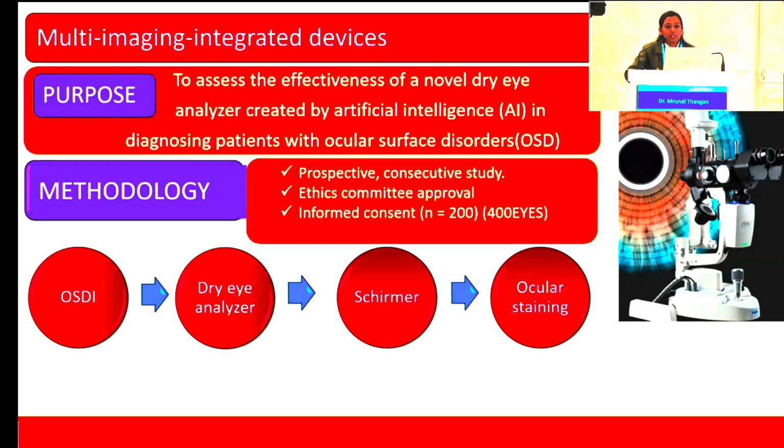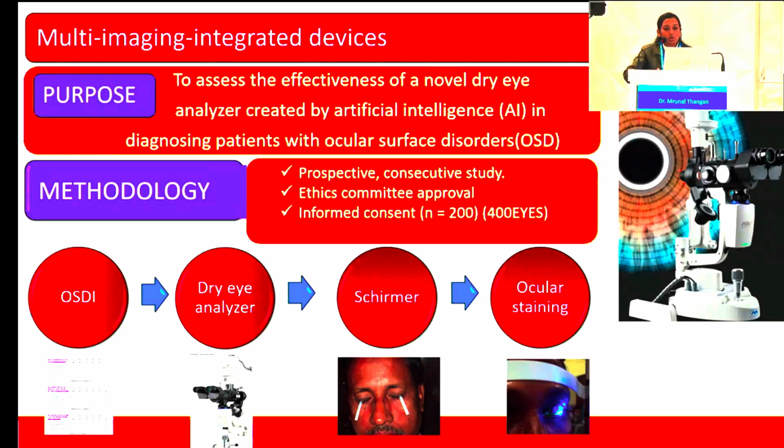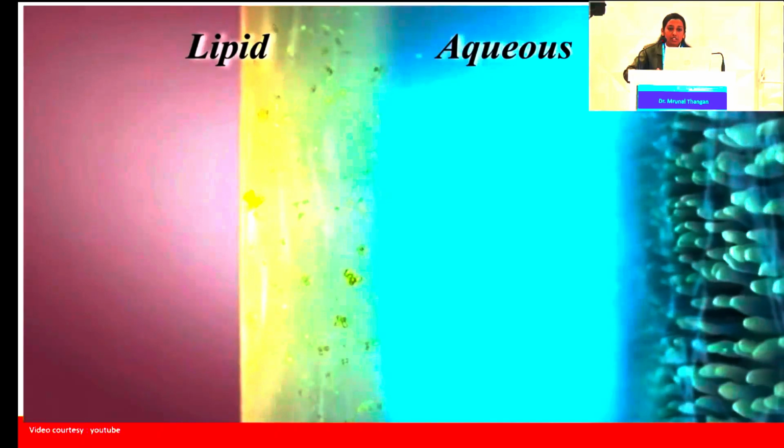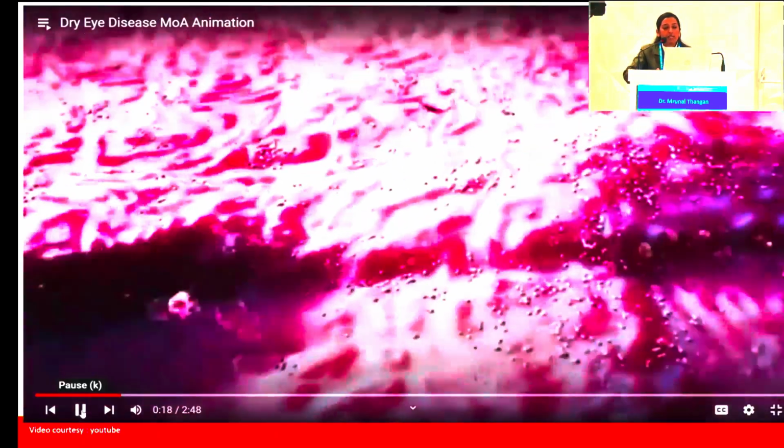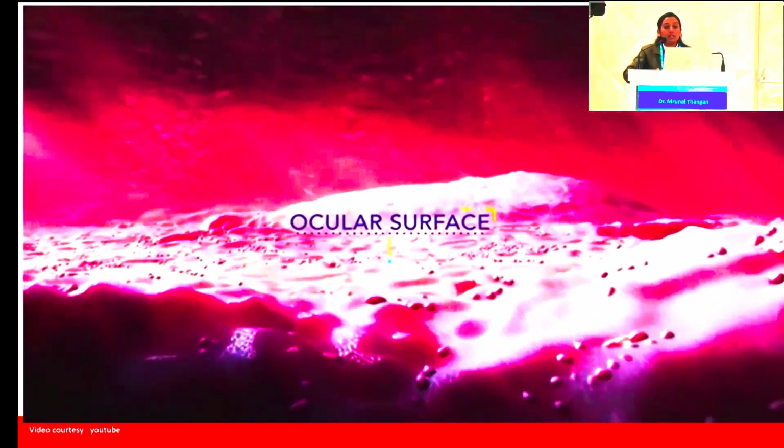It is a prospective study with ethics committee approval, and informed consent has been taken from all individuals. First we sent the patient for the ocular surface disease index questionnaire, then subjected them to the dry eye analyzer, followed by the traditional Schirmer's test, and lastly the ocular staining. The ability to distinguish aqueous deficiency dry eye from evaporative dry eye helps in detecting the disease and deciding the treatment modality.